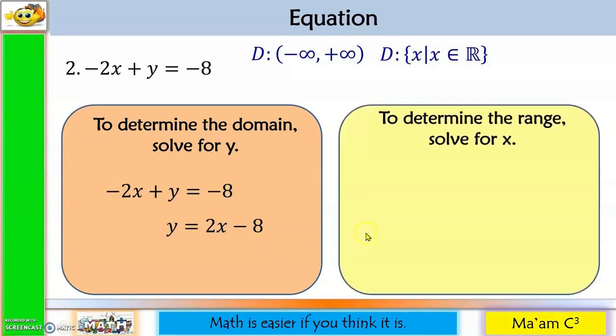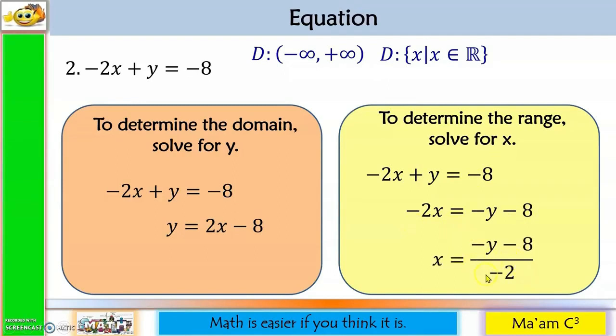For the range, let us solve for x. So negative 2x plus y equals negative 8. Let's move y to the other side. Negative 2x equals negative y minus 8. Let us divide both sides by negative 2. So this time we have a denominator, but again, this is not a variable. It's a constant, so no restrictions again. So our range will be the set of all real numbers.